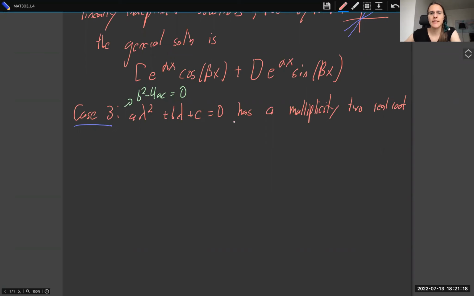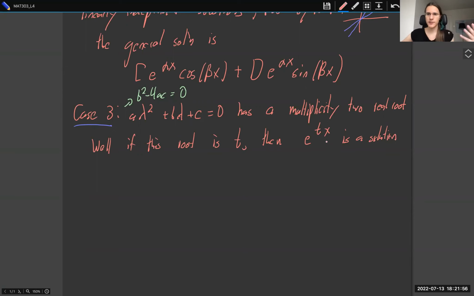Okay, so then what happens? Well, if this root is t, then e to the t x is a solution. Because in particular, t is a solution of the characteristic polynomial. This is called the characteristic polynomial of the equation. Is that a good name? Yeah, sure.